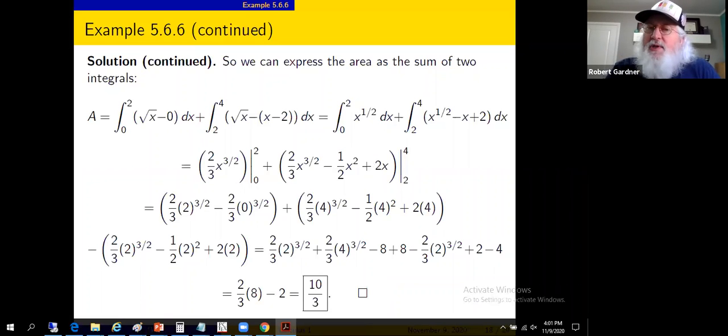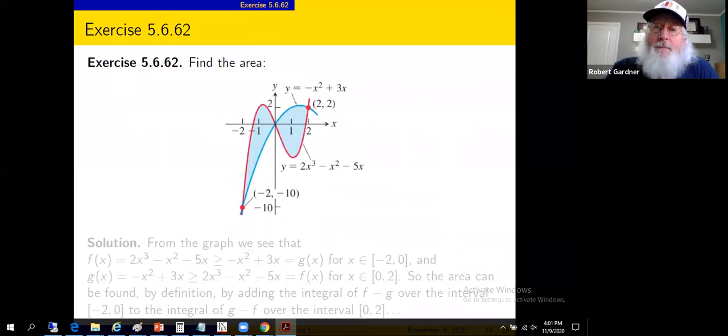So let's do another one. What can complicate things is when I don't always have the same function on the top and the same function on the bottom, like here. This is exercise 5.62. They give us a picture. Sometimes the red function's a top function. Sometimes the blue function's a top function. So, well, we'll have to integrate.